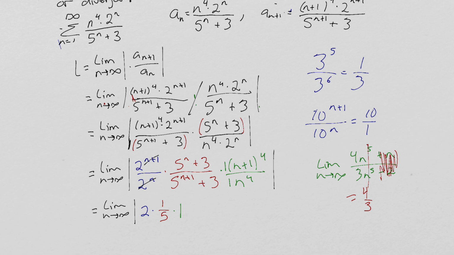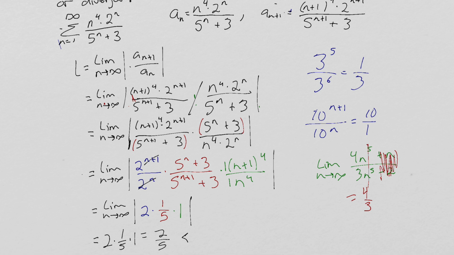So what I want you to see here is we are almost done. Go down and give myself a little bit more space. This is equal to, well, I've got 2 times the limit as n goes to infinity of stuff, and there's no more n's in there. So I just get 2 times 1 over 5 times 1, which is just 2 over 5. And I'm almost done.